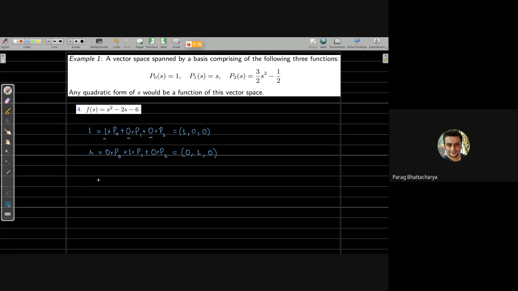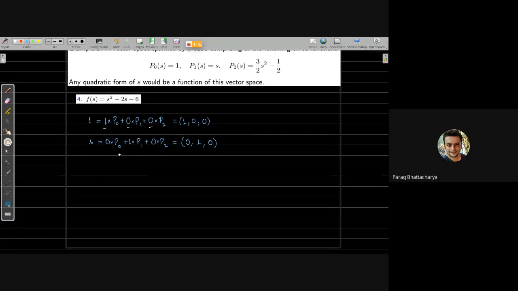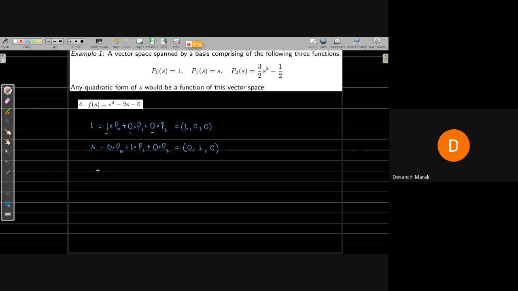Is this understood? So this function 1 can be written as 1, 0, 0. S can be written as 0, 1, 0. Is that clear to everyone? Yes, sir. Okay, so now the challenge for you is this.